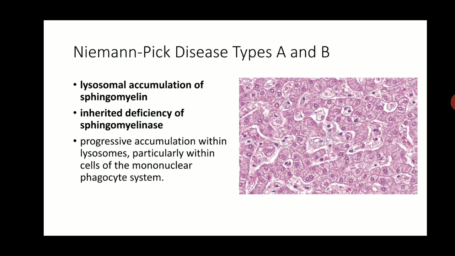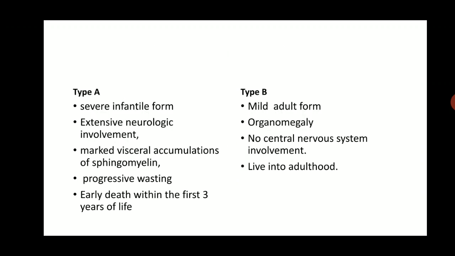The hepatocytes are normal, and in between the sinusoids there is presence of foamy macrophages. The cytoplasm of the macrophages is foamy because they have a lot of lysosomes, and the lysosomes are all distended by sphingomyelin. As I said, there are 2 types. In fact, there are 3, but type A and type B are common, and they are the true Niemann-Pick disease. Type C is slightly different.